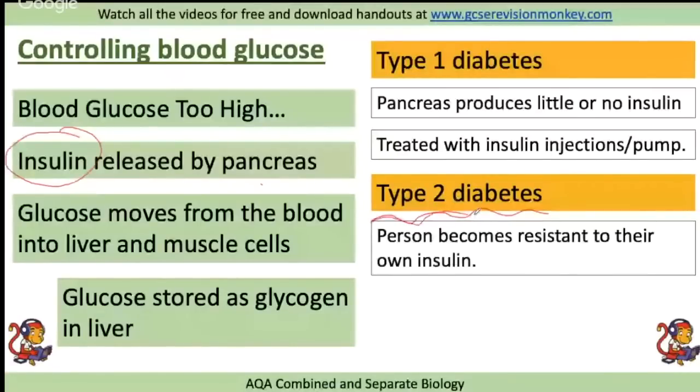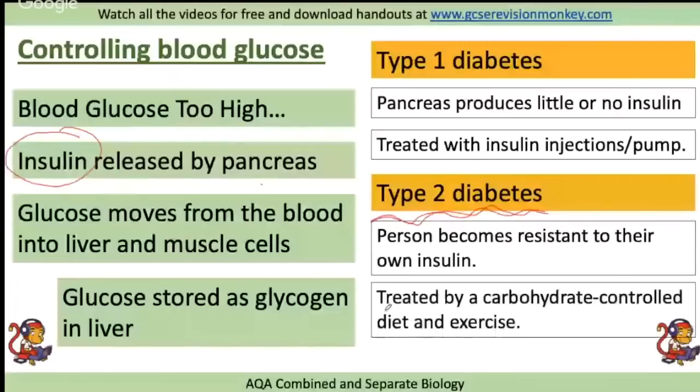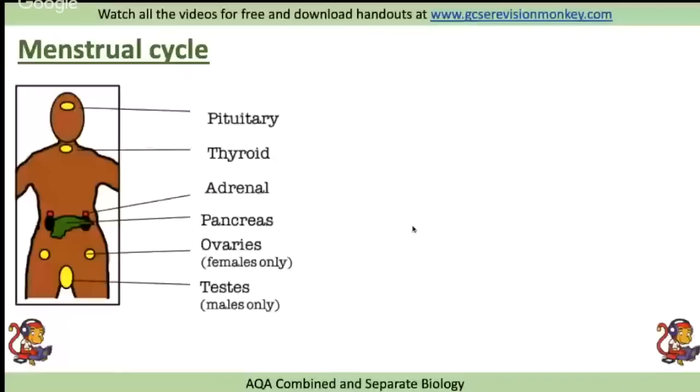So what they'll suggest the patient should do is control the amount of carbohydrates that are going into their diet and make sure that they exercise more. And in that way, they can control their own blood glucose levels. So hopefully it won't have any other effects on their body. Okay, moving on then. Menstrual cycle.